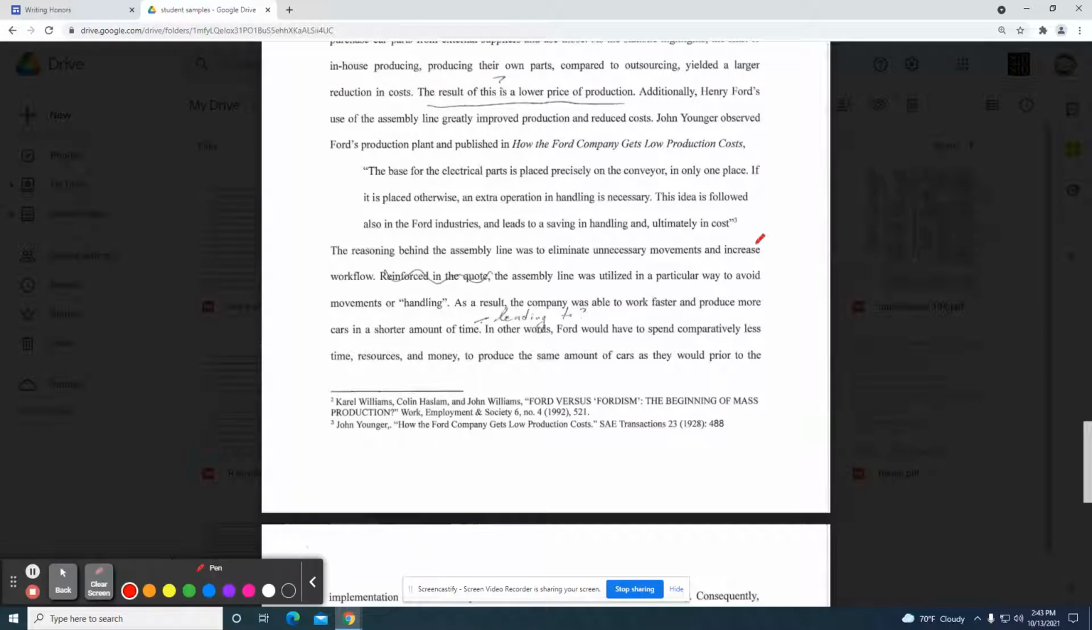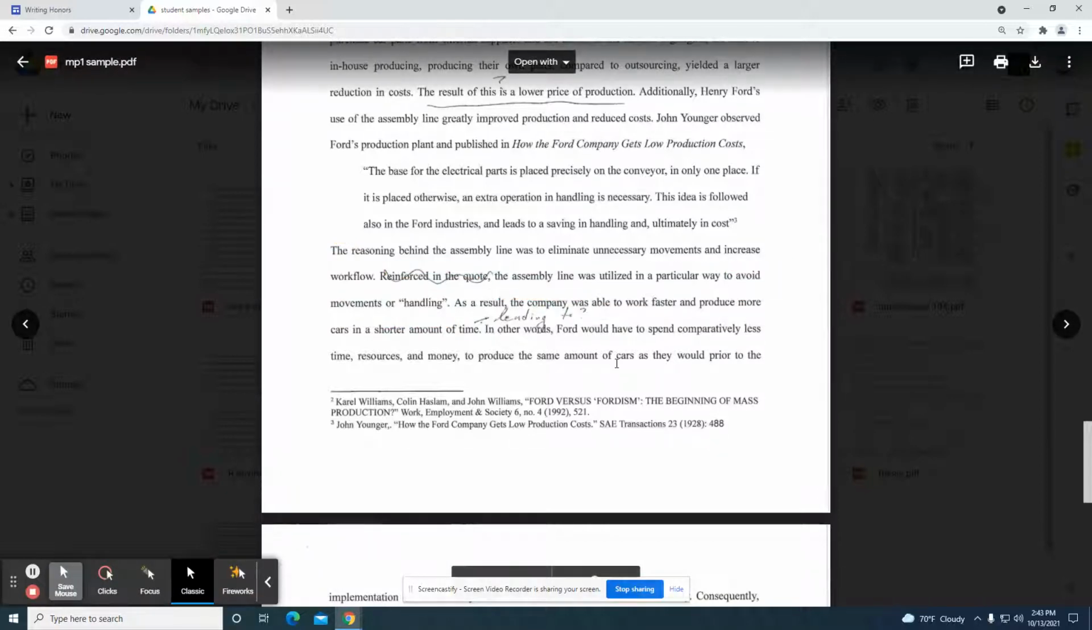Reasoning behind the assembly line was to eliminate unnecessary movements and increase. So for this section, it seems like they're going into Taylorism. I'd like to see a better transition here, providing some historic context. We don't want to use this particular point reinforcing the quote. Assembly line was utilized in a particular way to avoid movements or handling. This is technical, and this is what the prompt was about. The prompt was about scientific management, Taylorism, Fordism, and so the language that's used in this section, again, shows that the student has an understanding of the prompt.